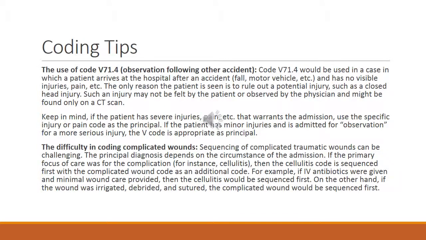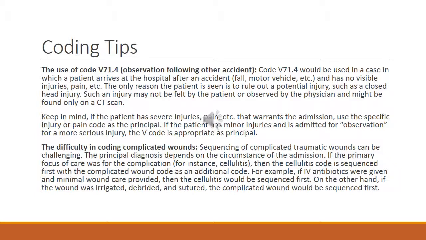Now, the use of V-code 71.4, which is observation following other accident. Code V71.4 should be used in a case in which a patient arrives at a hospital after an accident, such as a fall, motor vehicle accident, etc., and has no visible injuries or pain. The only reason the patient is seen is to rule out a potential injury, such as a closed head injury. Such an injury may not be felt by the patient or observed by the physician and might be found only on a CT scan.